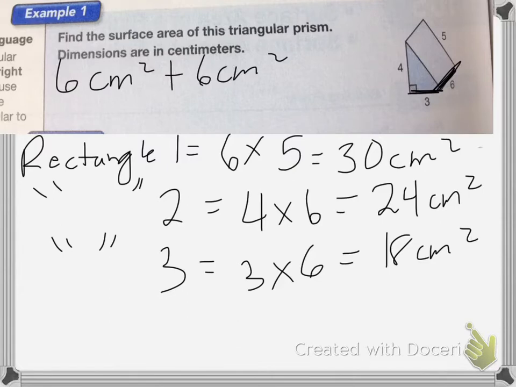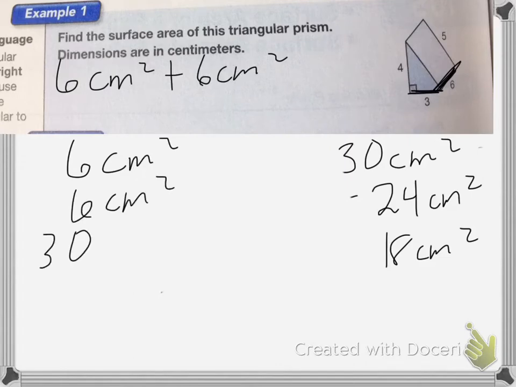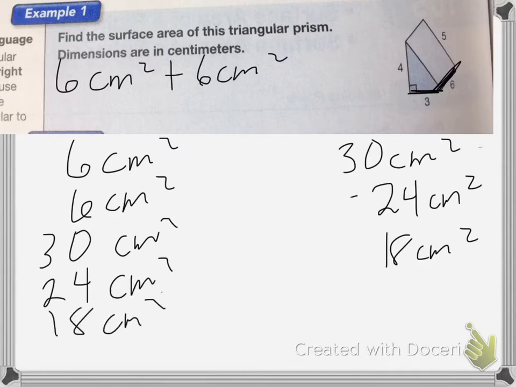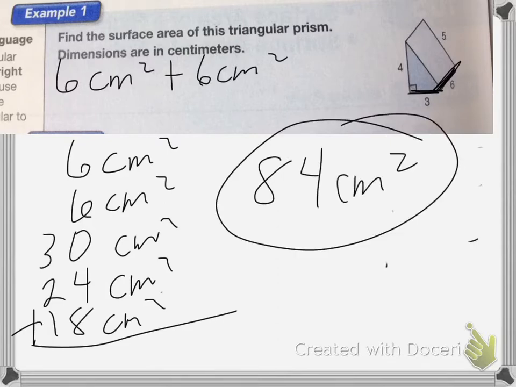So to find the total surface area, I'm going to add up these amounts. So I have 6 centimeters squared, 6 centimeters squared, 30, 24, and 18. After adding those all up together, I end up with 84 centimeters squared as my total surface area.